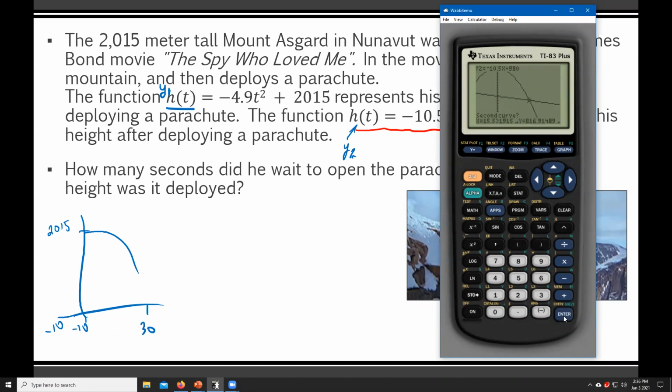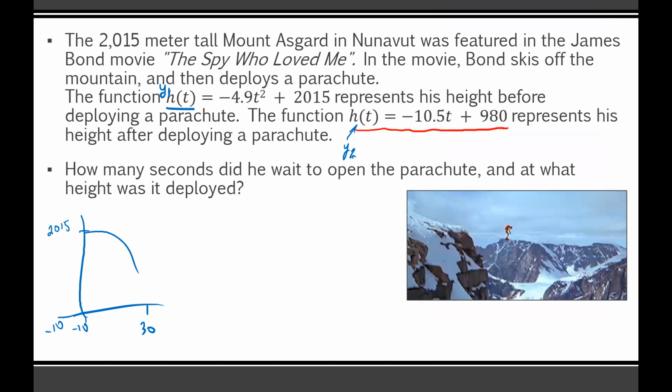It says second curve. That's pretty good. I'll press enter again. And then guess. That's pretty good. Enter again. And what do you know? We got x is 15.64 and y is 815.7. So you know what? Just to round to the nearest tenth, because I don't think I actually put in this question how much to round to, we'll just round to the nearest tenth.